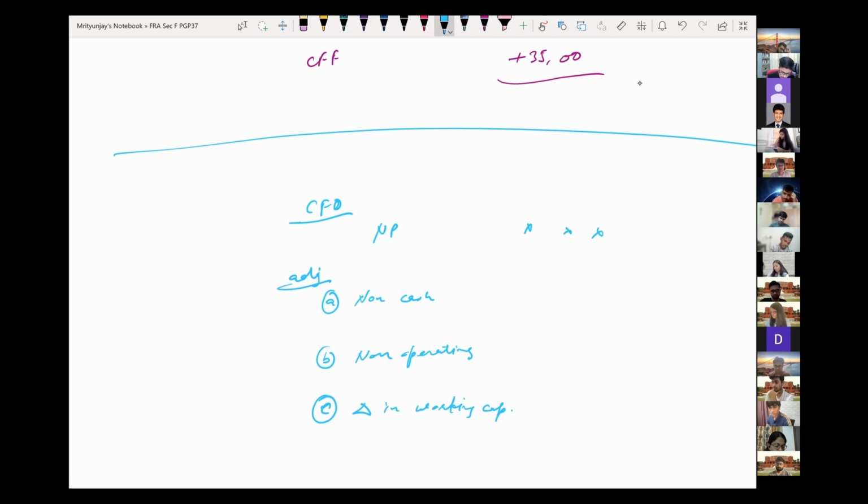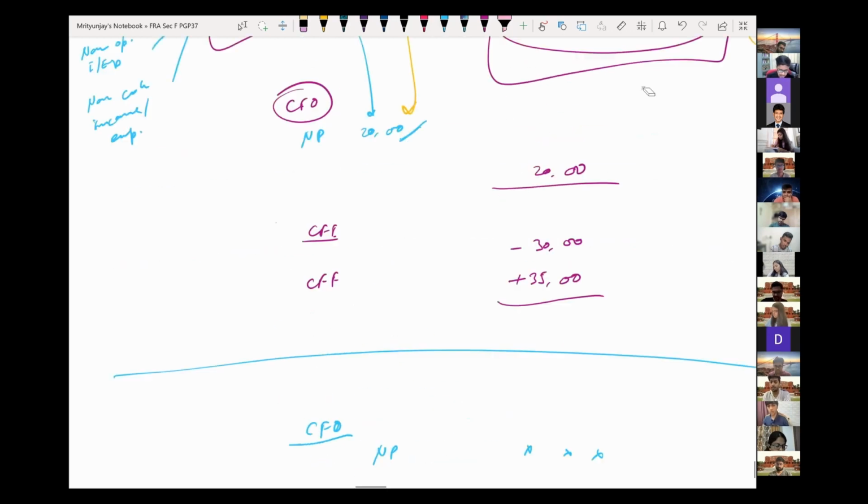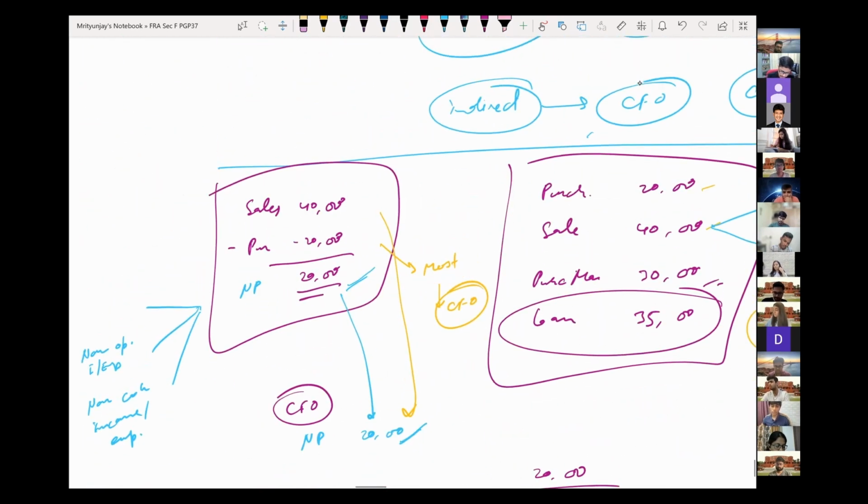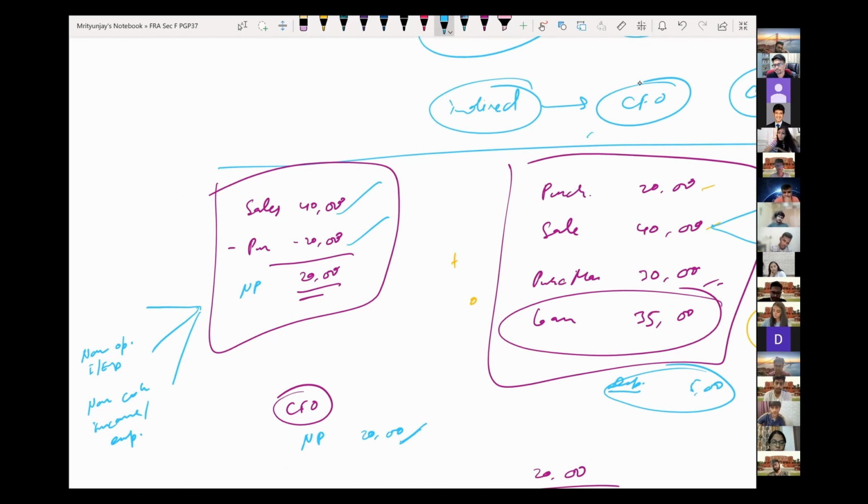Let me create an example to illustrate the first. Let us say we have an income statement like this: sales was 40 lakhs, purchases was 20 lakh, and everything was in cash. Apart from this, there was one more journal entry, depreciation on existing asset, rupees 5 lakh. There are 3 entries now: purchase, everything in cash; sales, everything in cash; and depreciation of 5 lakh.